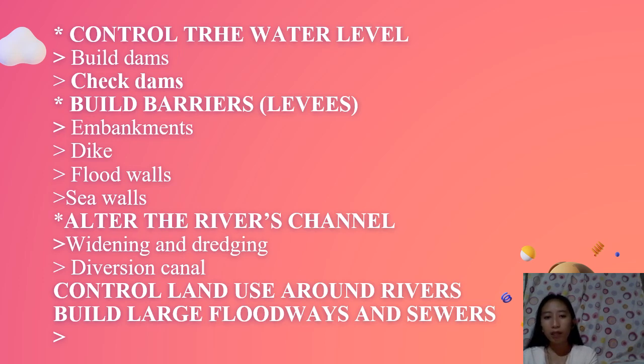So, alter the river's channel. So, kailangan na gamitan nga natin, kagaya na sinabi ko kanina, is yung dredging, yung paghuhukay ng lupa. And then, yung widening. So, kailangan din natin ng diversion canal. So, control land use around rivers, build large floodways and sewers.